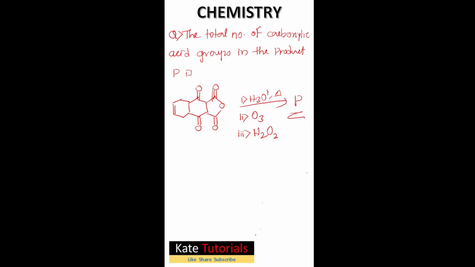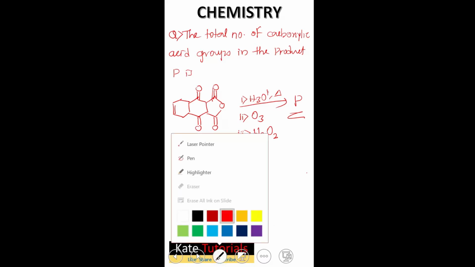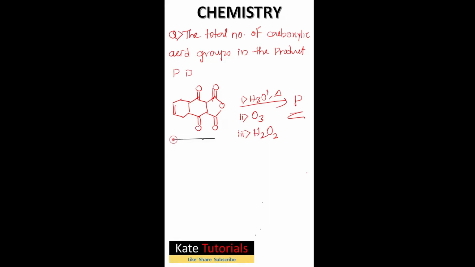This is the integrated question asked in JEE. Here they have asked for the total number of carboxylic acid groups in the product P. They have given the reactant, and they have done three steps: one is hydrolysis followed by heating, second is ozonolysis, and third is hydrogen peroxide. So they will get this product P. What is that product, and how many carboxylic acid groups are there?